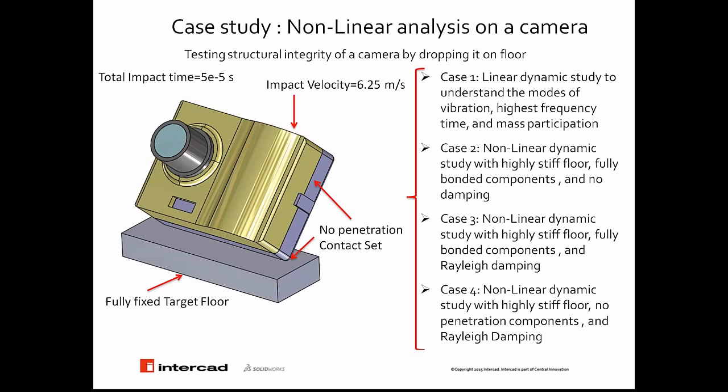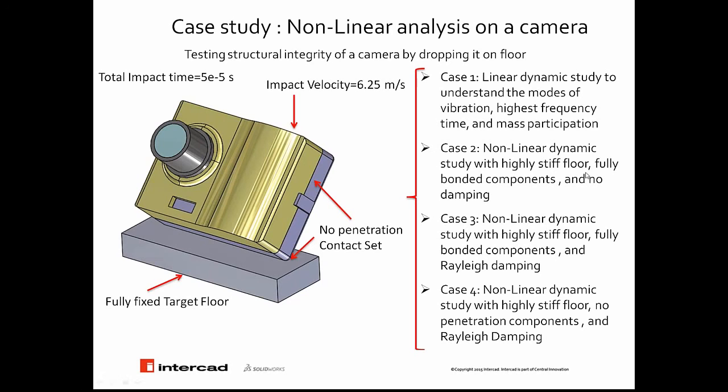Second case, we start setting up a nonlinear dynamic study. We have a stiff floor, fully bonded components, and no damping. That is a very good case comparison between what we have here in dynamic and a rigid body floor in, let's say, drop test studies. In the next case, we will start making our test closer to reality.